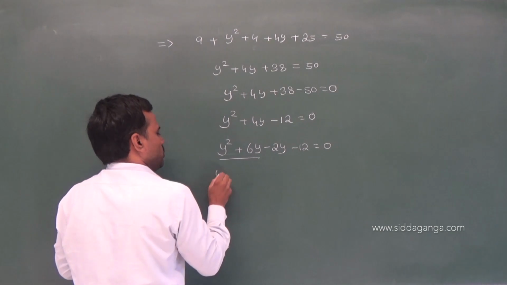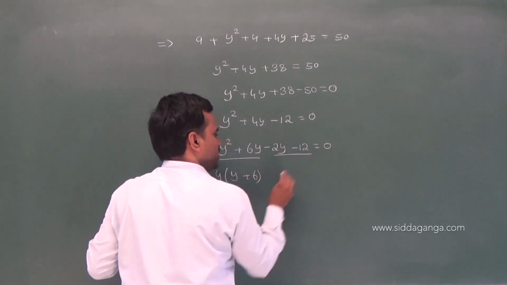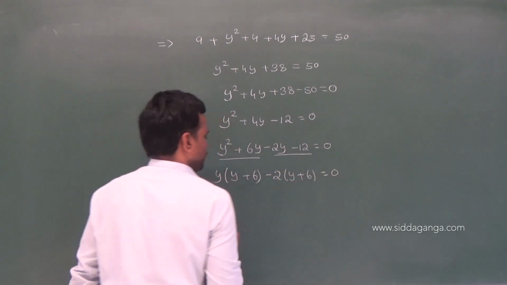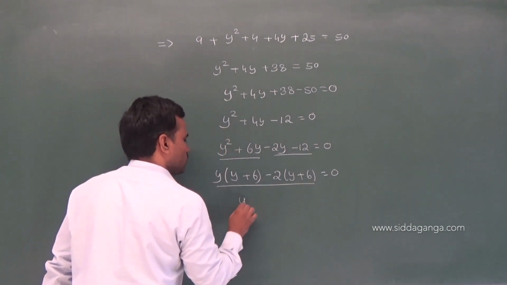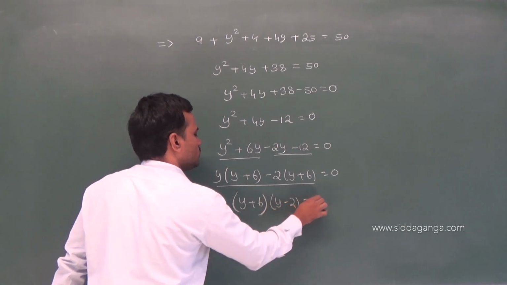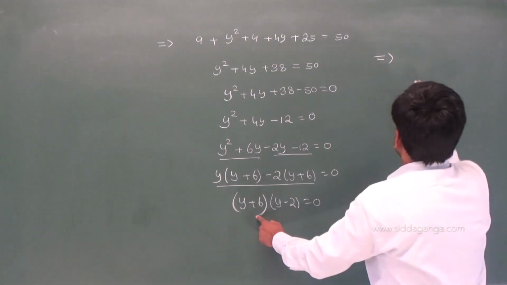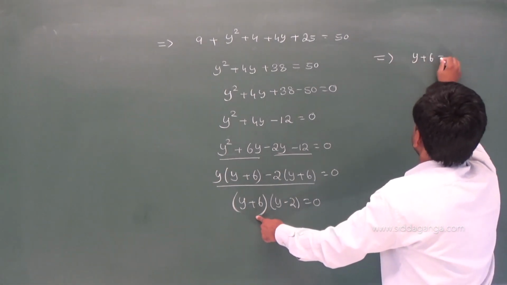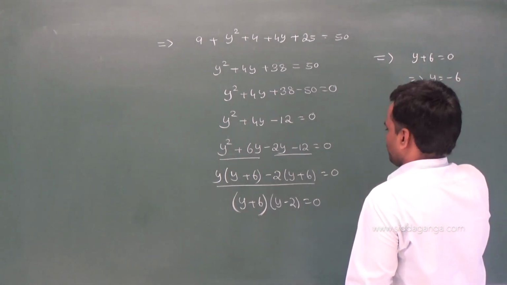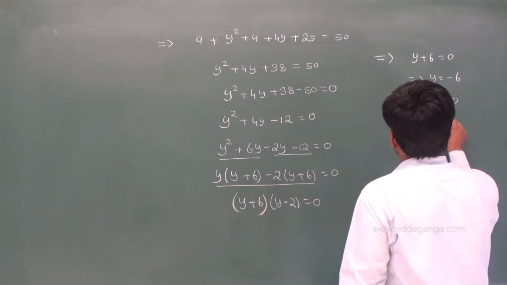So here y we take common, y plus 6, correct, and here minus 2 is common, y plus 6 is equal to 0. In these two terms we take y plus 6 common, so (y plus 6)(y minus 2) is equal to 0. A into b is equal to 0, that implies a is equal to 0: y plus 6 is equal to 0, that implies y is equal to minus 6. Or b is equal to 0: y minus 2 is equal to 0, that implies y is equal to 2.